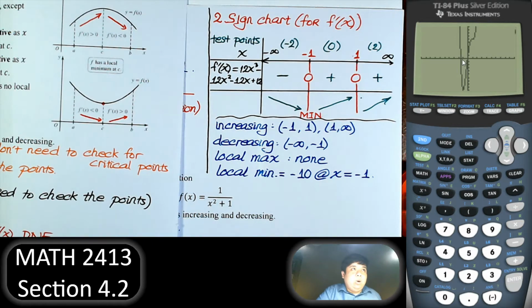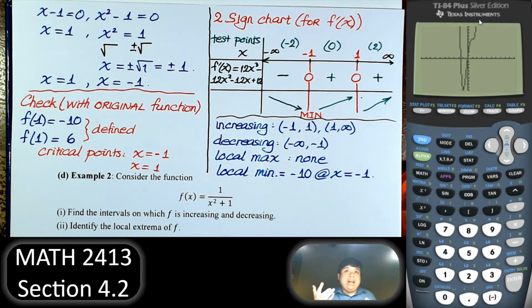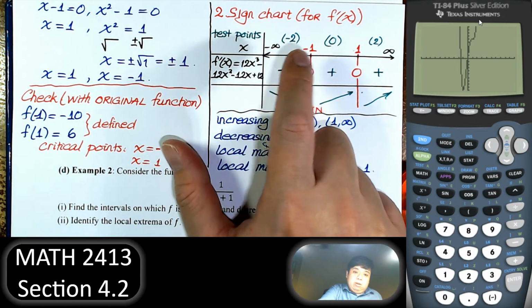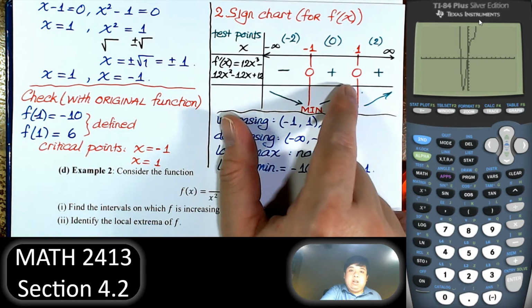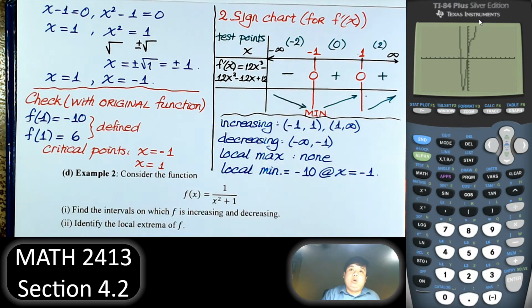You see, when x equals negative 1, y equals negative 10, and when x equals 1, y equals 6. But 6 is not the maximum or minimum because the function keeps increasing. So that works, right? Whether we find increasing or decreasing, local max or local min, we can use the sign charts for the first derivative. Negative is decreasing, positive is increasing.